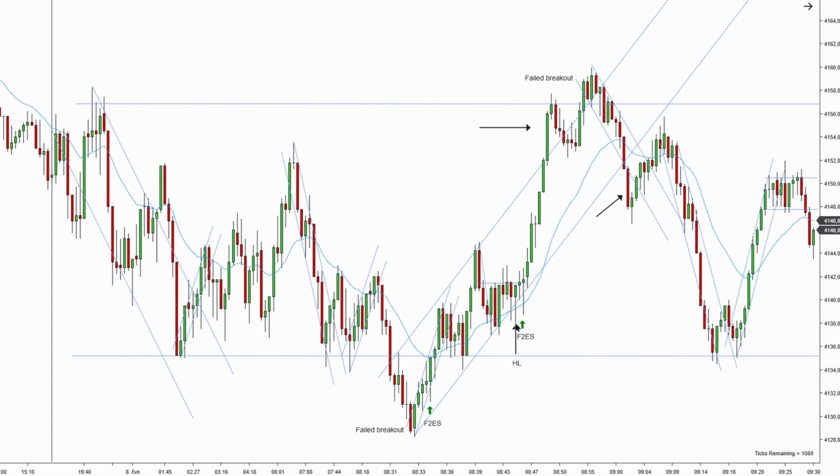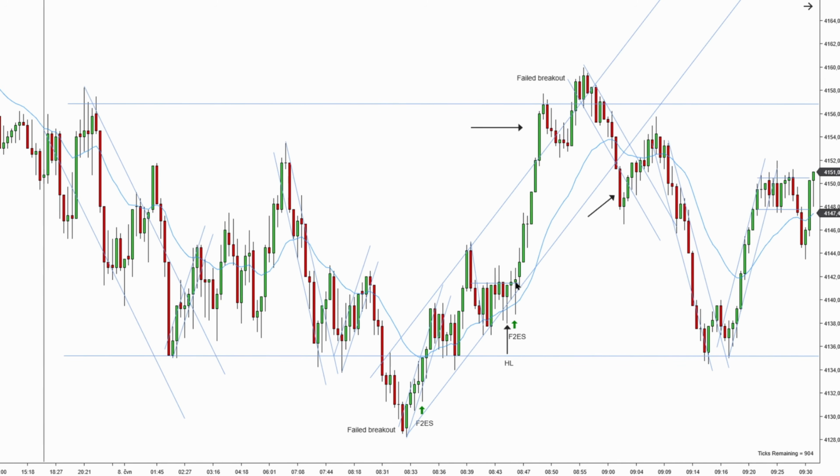It would have been a high probability setup, no brainer. But once it's stacked like this, you have to be a little bit careful. But notice what happened next. Price broke higher, pulled back, and it gave you a failed second entry short.